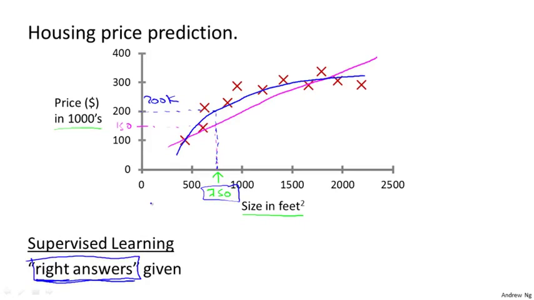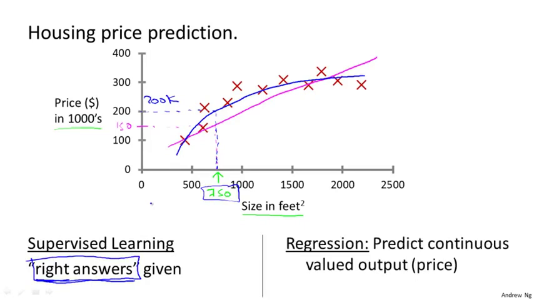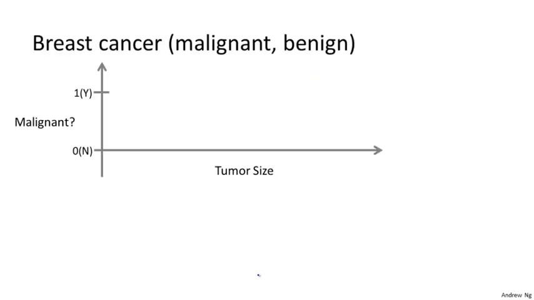To define a bit more terminology, this is also called a regression problem. By regression problem, I mean we're trying to predict a continuous valued output, namely the price. So technically, I guess prices can be rounded off to the nearest cent, so maybe prices are actually discrete valued, but usually we think of the price of a house as a real number, or as a scalar value, a continuous valued number. And the term regression refers to the fact that we're trying to predict this sort of continuous valued attribute.